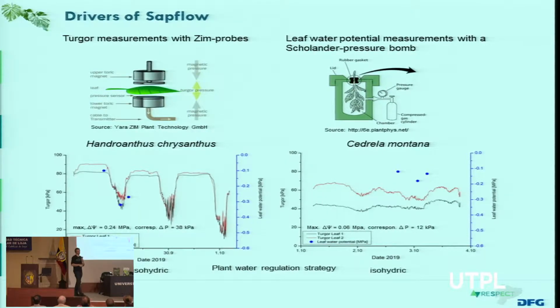Therefore, we use a Scholander pressure bomb, and we put a leaf or a small branch into it, put pressure on it, and we investigate how much pressure we need until the sap flows out of it.